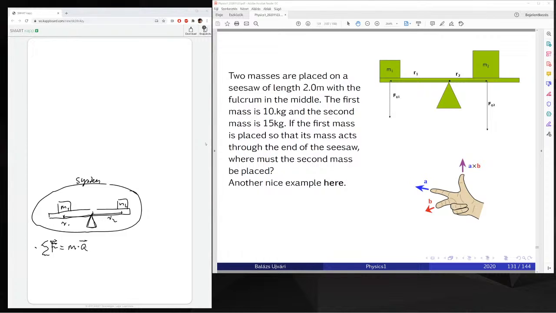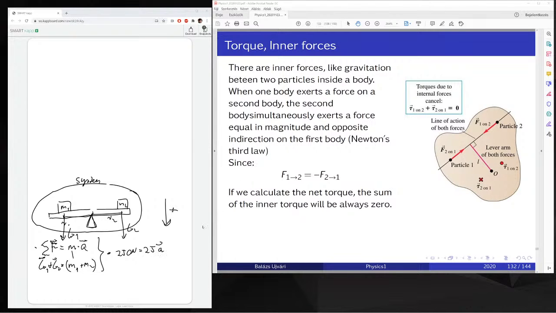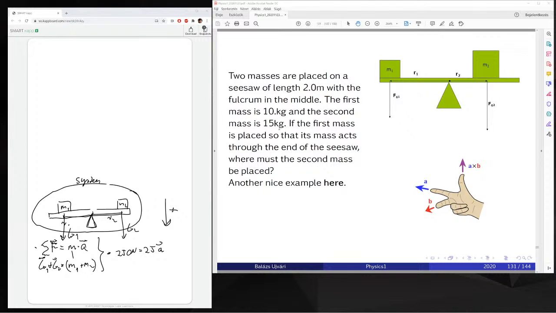What is the mass of the system? This is m1 plus m2, since the other parts are massless. What are the forces? We have G1, weight 1, and weight 2. This is the positive direction, so this is G1 plus G2. Since they all go in the positive direction, that means 250 Newton equals 25 times a. Considering Newton's second law, it should accelerate at 10 meters per second squared.